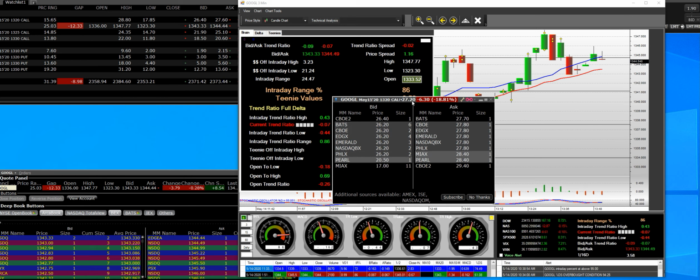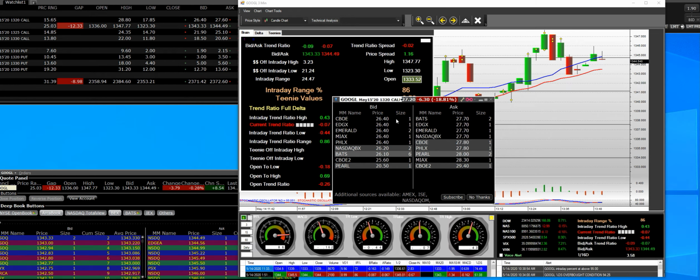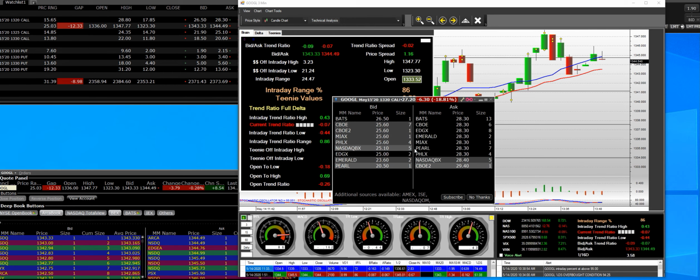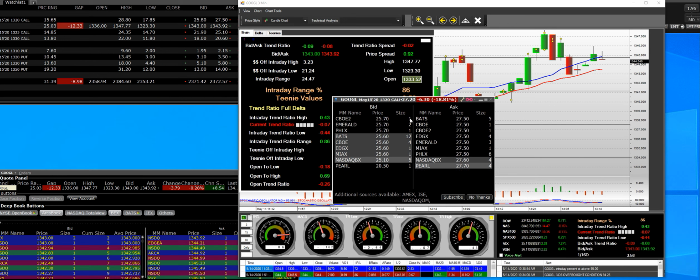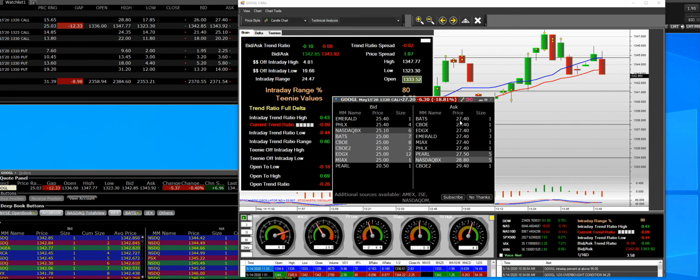Watch the bid drop when the IR goes down. There it is, 26.40 by 27.8. Ooh, look at that. Slide the bid. There it is, 25.80. Watch the bids go. Ooh, watch that IR drop down to 80. Look at that live bid drop, by 27.40 on the ask.